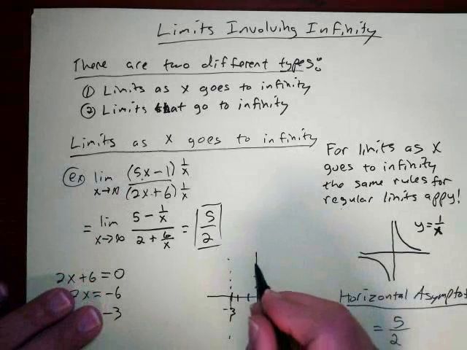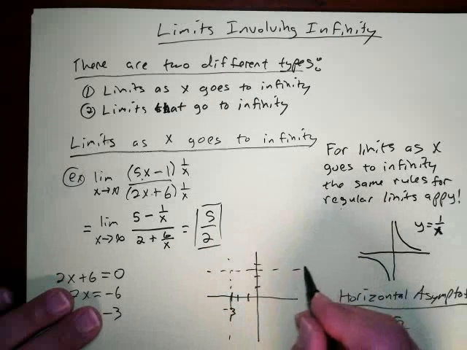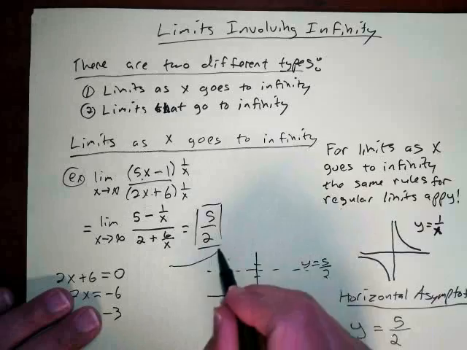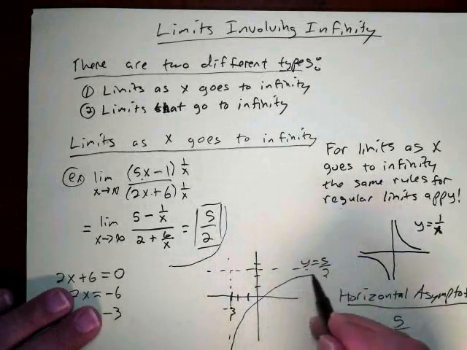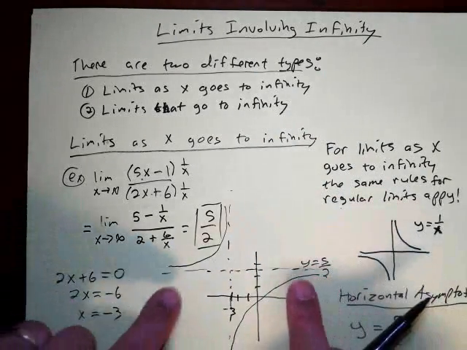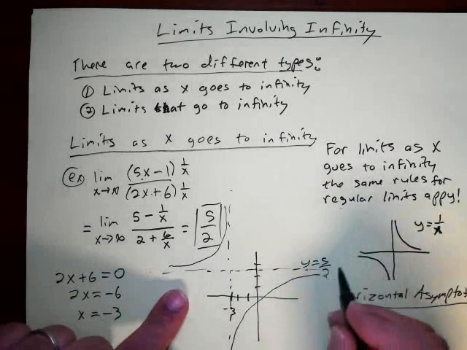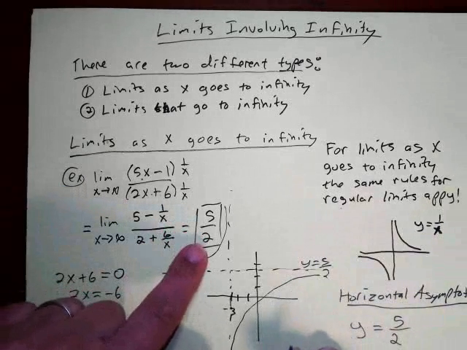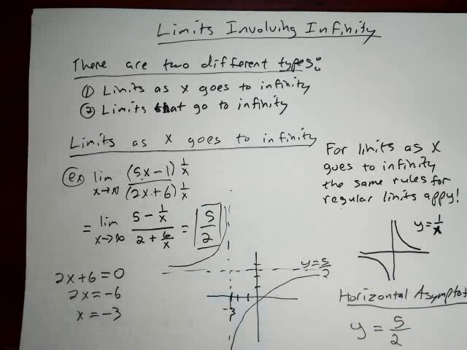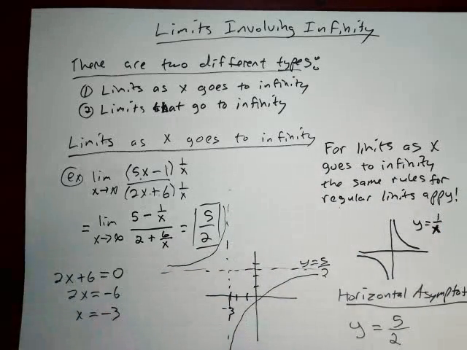Okay, so if I do 1, 2, 3, 5 halves would be like right here. This would be y equals 5 halves. And if you actually graph this function, it would look something like this. Okay, and this would be a vertical asymptote. This would be a horizontal asymptote. And as you go off into infinity, this graph gets closer and closer to 5 halves. And so that's why the limit is 5 halves. So with these rational functions, the limit is equal to the y value of that horizontal asymptote. Okay?